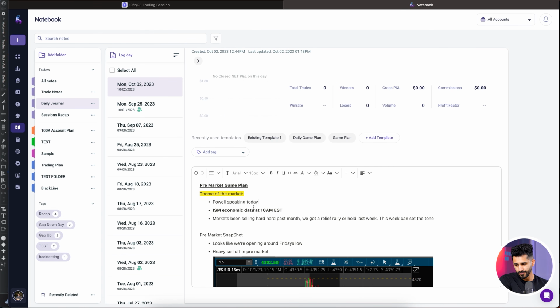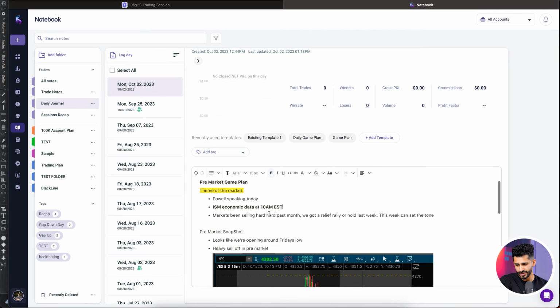So here is mine. If you guys look at mine, my pre-market game plan consists of theme of the market. What is the theme of the market? So market's been selling off hard the past month. We got a relief rally or hold last week. This week can set the tone. Today we have ISM economic data coming out at 10 a.m. This is very critical to pay attention to in terms of what direction the market moves. Powell is also speaking today. So these are key things that I have to be aware of, especially before I go into a session.